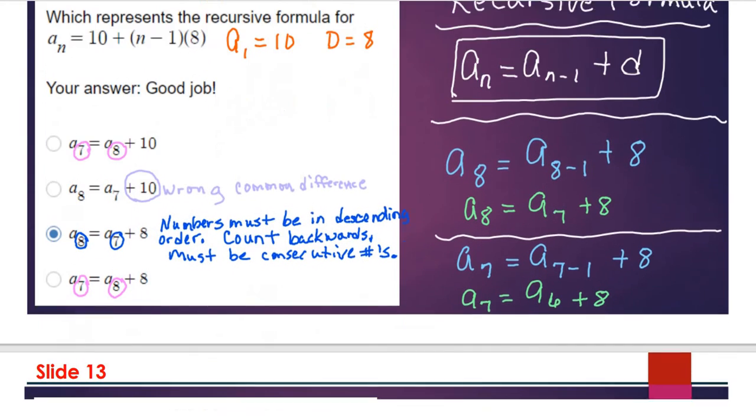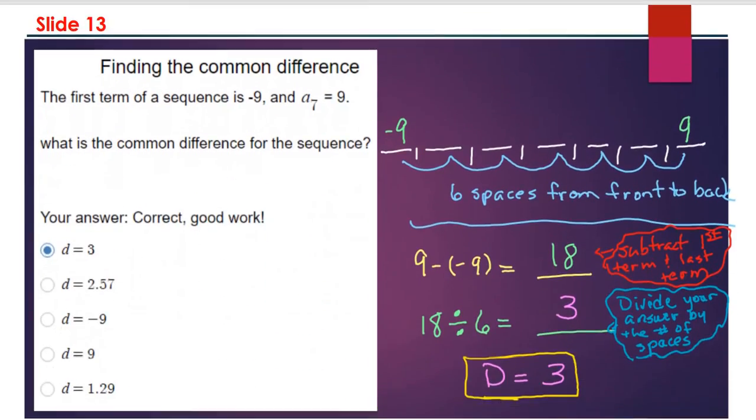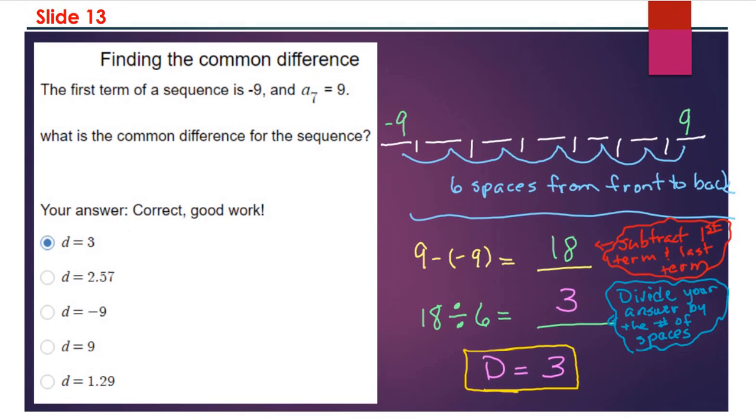Now, let's go on and look at slide number 13. You've got to find the common difference right here. The first term is -9 and the seventh term is 9. So I put the first term as -9. I counted out 1, 2, 3, 4, 5, 6, 7, seven places across there. I put a -9 in the first place, and in the last place, in the seventh place, I put a 9.